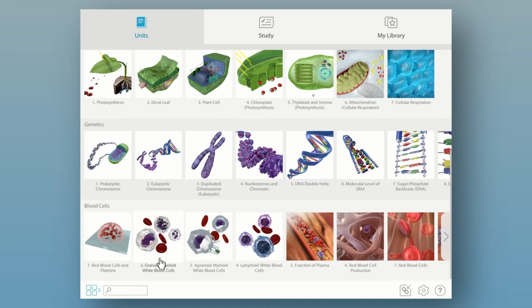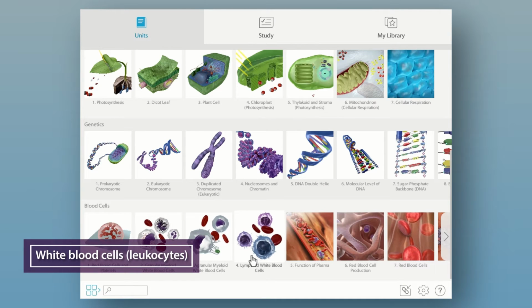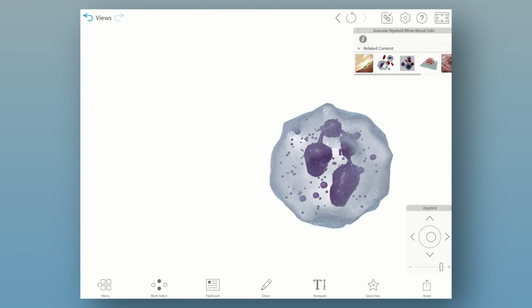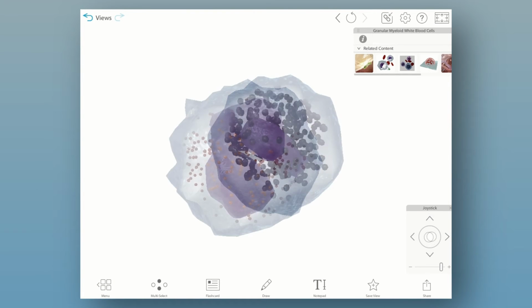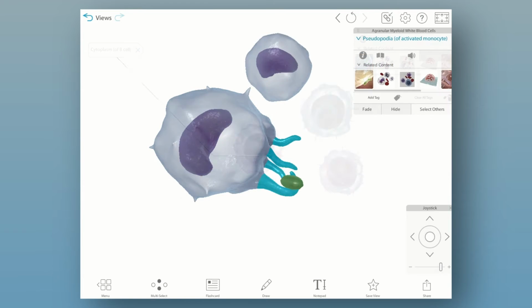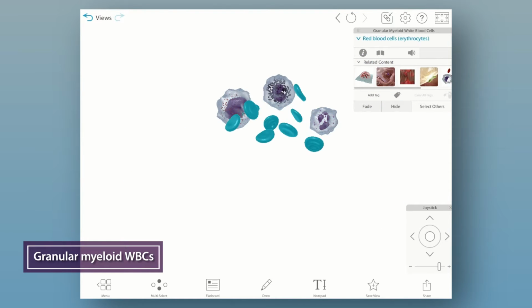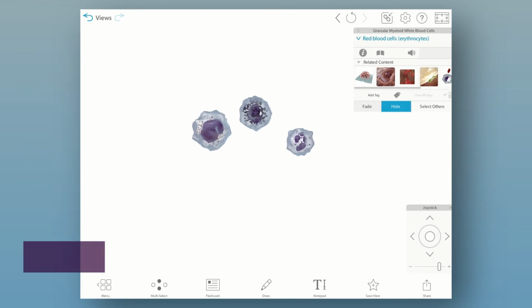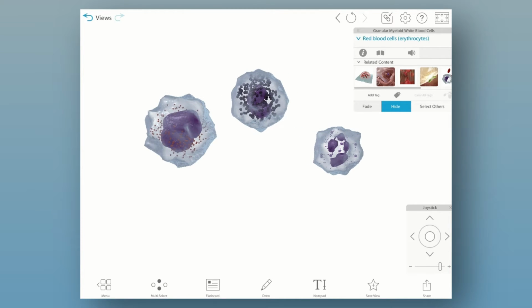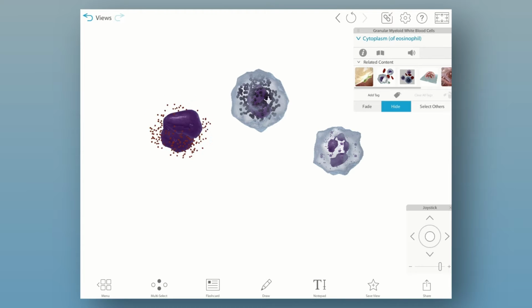Now let's move on to the white blood cells, or leukocytes. There are 5 types of white blood cells: neutrophils, basophils, eosinophils, monocytes, and lymphocytes. Neutrophils, basophils, and eosinophils all have granules in their cytoplasm and nuclei with multiple lobes. These granular myeloid white blood cells play central roles in the innate immune response.